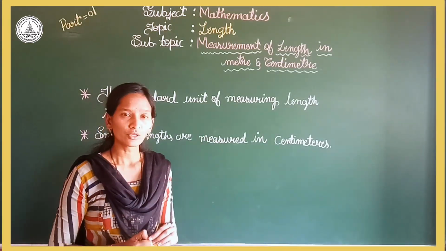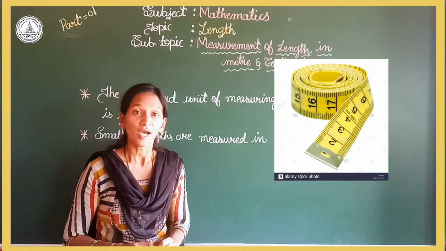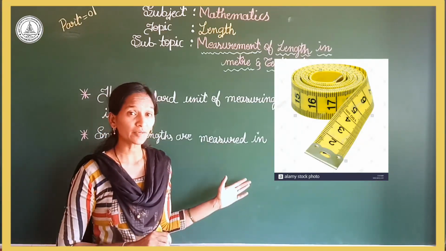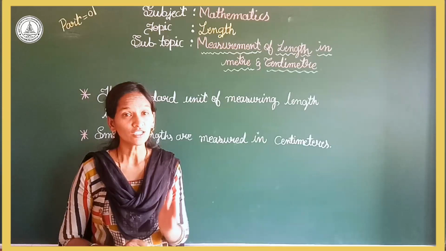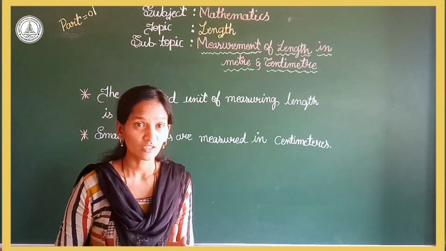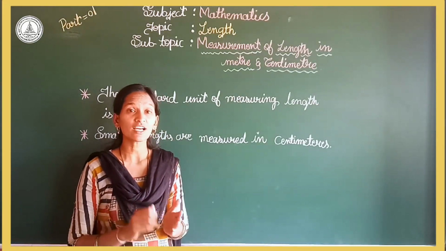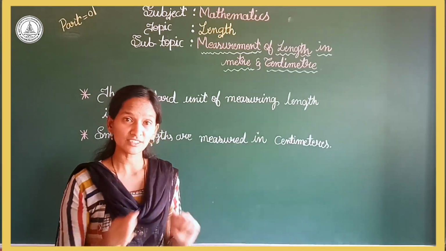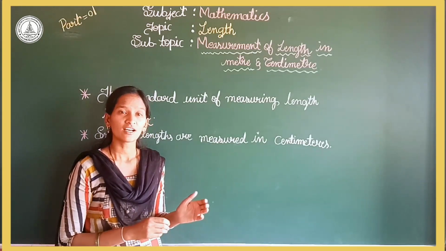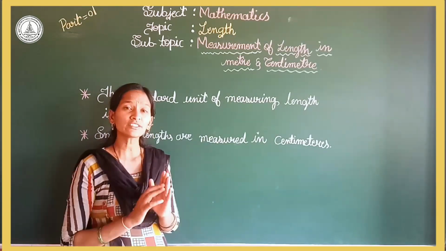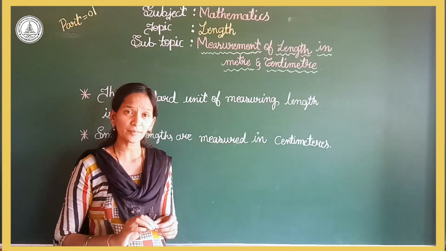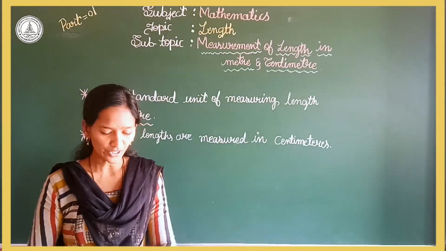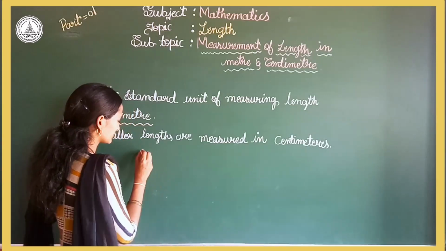Students, look here. What is this? This is a measuring tape. A tailor uses this measuring tape to measure the length of cloth or fabric. You can also measure the length of a ribbon or a rope. By using this measuring tape, you have to measure some objects. What is the total length of this measuring tape? It is 1.5 meters.